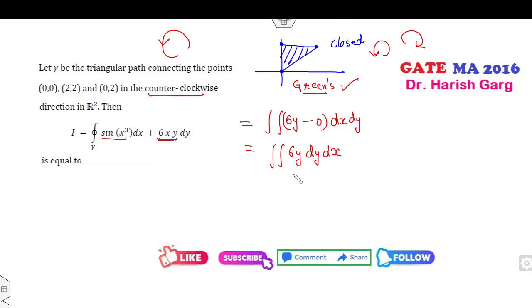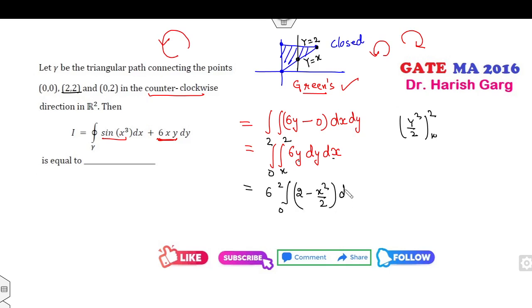Now can you take the limits? Firstly, with respect to y, the equation of this line will be y is equal to x. So the integration is from x to 2, where y is equal to 2. The limits of x are from 0 to 2. Now can you integrate them? 6 is outside. Integration of y is y square by 2 from x to 2. So it's 4 by 2, which is 2, minus x square divided by 2, into dx.